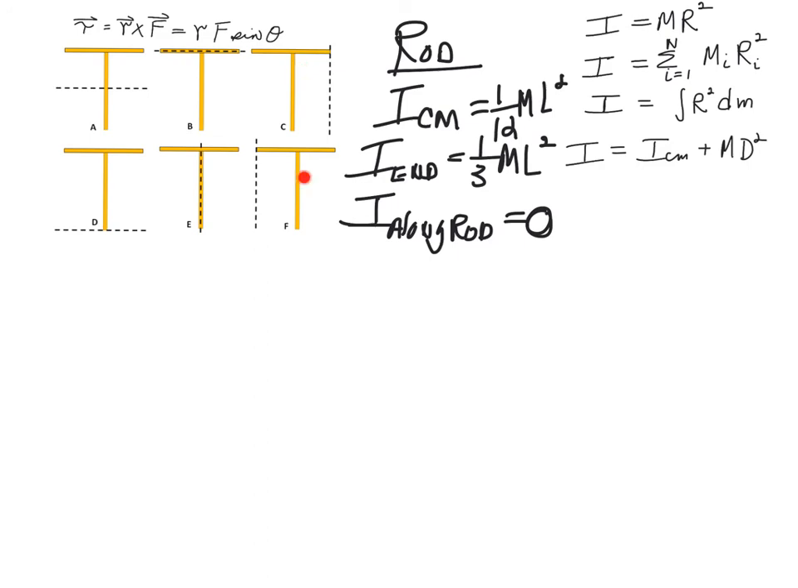And you can probably see that these two are the same, just the axis is at the other end, and still the same distance from the vertical rod. And here you have one through the center of the horizontal rod and along the length of the vertical rod, so that's 0 plus 1/12.